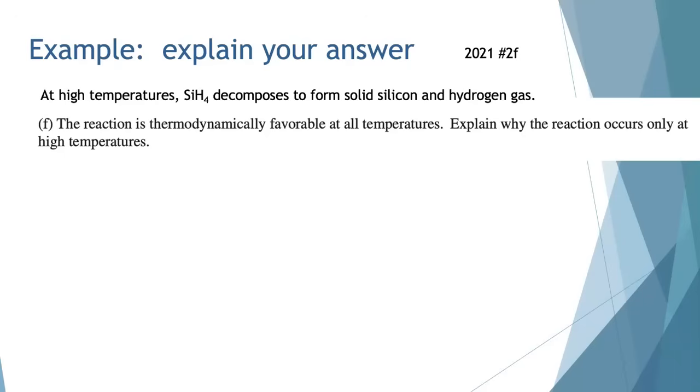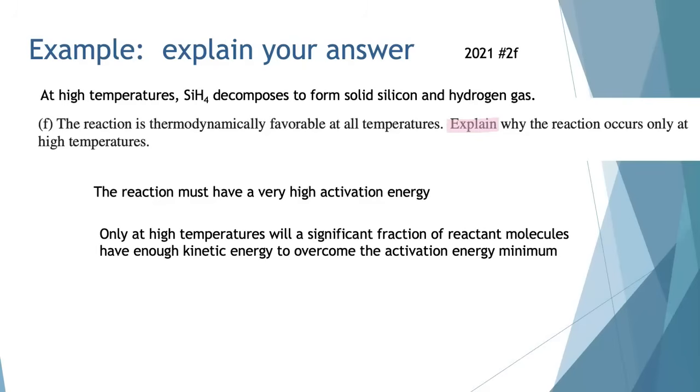Thermodynamically favorable is telling us that delta G is negative. This reaction energetically makes sense. Why are we only seeing it at high temperatures? That's the explanation piece we need. The reaction must have a very high activation energy, right? That minimum energy needed for the reaction to occur when the particles collide. Only at high temperatures will a significant fraction of reactant molecules have enough kinetic energy to overcome that activation energy minimum. So at low temperatures, we're not going to really see a reaction. At high temperatures, enough of them are over the minimum and the reaction can proceed.